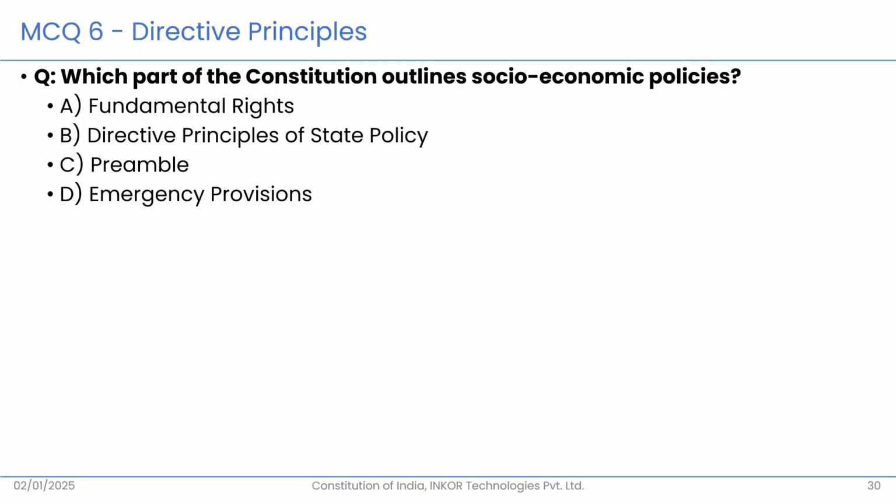Time for another question. Which part of the Constitution outlines socio-economic policies? Your options are A. Fundamental rights, B. Directive Principles of State Policy, C. Preamble, D. Emergency provisions. Take a moment before selecting an answer.